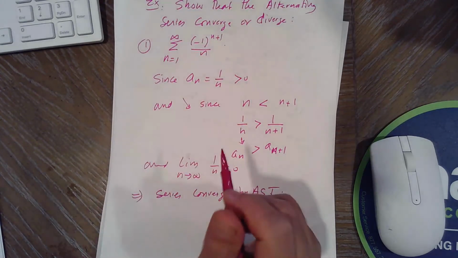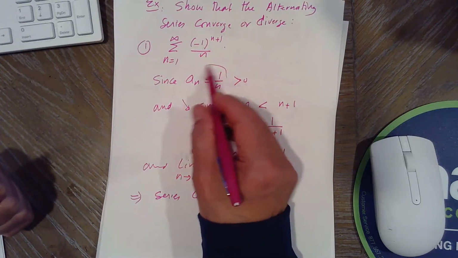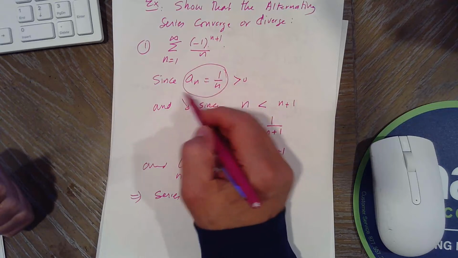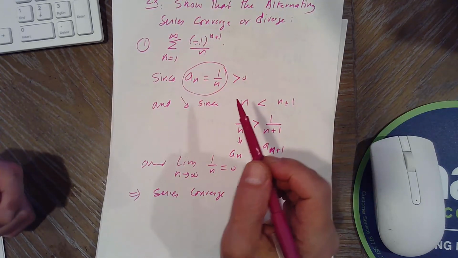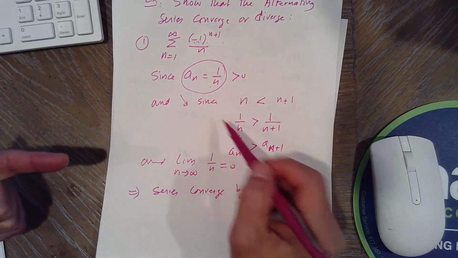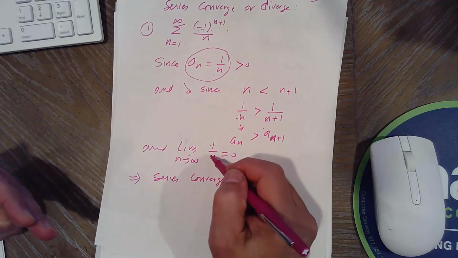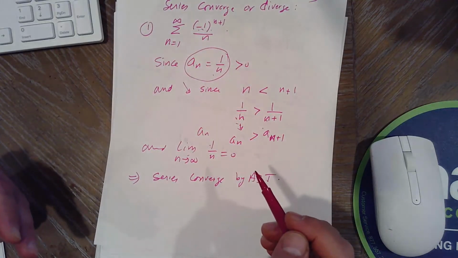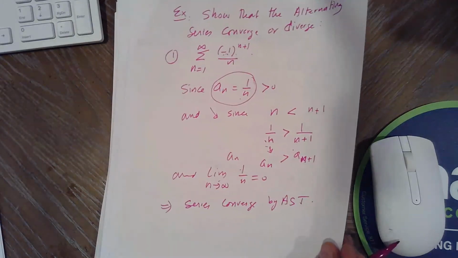So what's required? Of course, you just look at a_n, which is 1 over n. So it's going to be everything except for that negative plus term. And so you're going to make sure that it's positive, and you're going to show it's decreasing, that sequence. And then the limit of a_n as n goes to infinity is 0. Once all this is met, then we say the series converges.